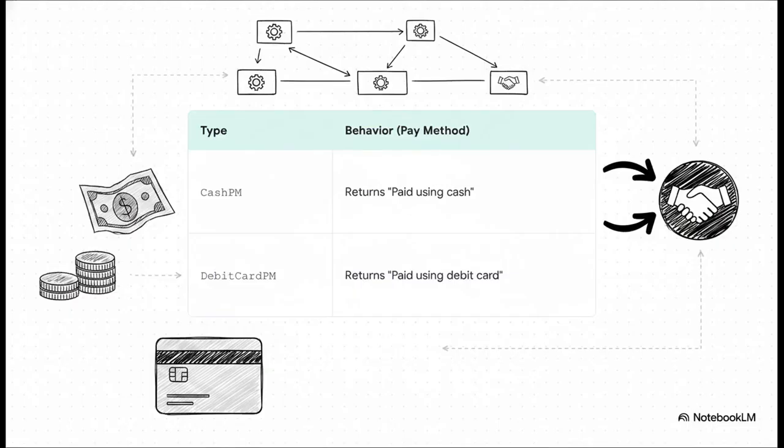Next up, you have the concrete implementations. These are the actual structs that do the real work. So we might have a cash PM struct and a debit card PM struct. And this right here is where Go's design is just so beautiful. As long as both of these structs have a pay method that matches the interface, they automatically fulfill the contract. There's no implements keyword you have to add. It just works. It's incredibly clean.